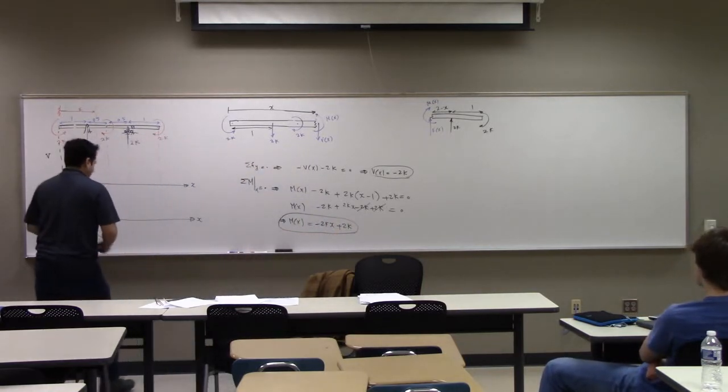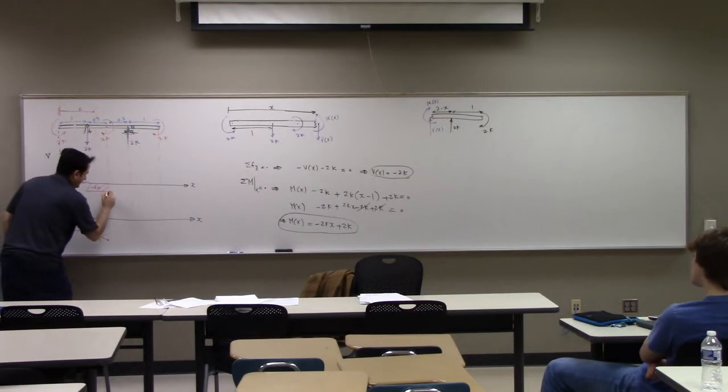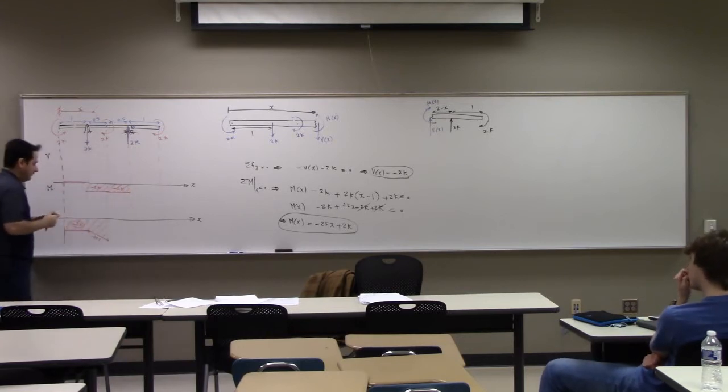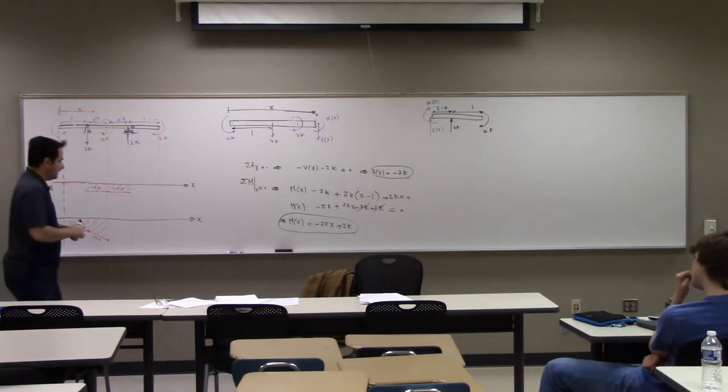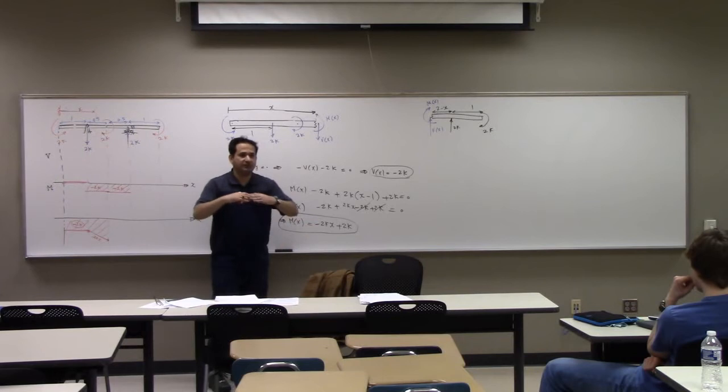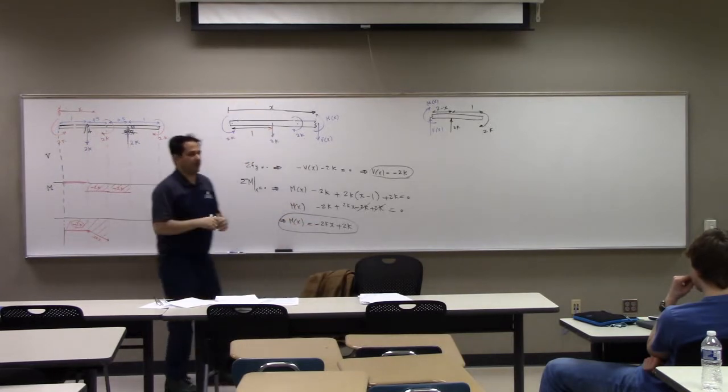So let's try it. For shear load, you will see the same curve, negative 2k. You see it? Negative 2. What about the bending moment? The bending moment is the same relation, negative 2x, but it's shifted 2 units upward.